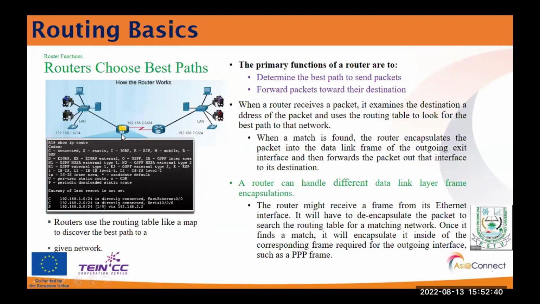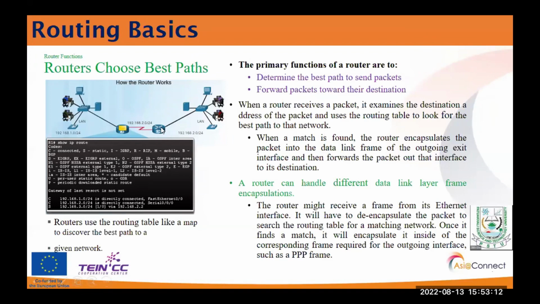After de-encapsulating the packet, R1 uses the destination IP address of the packet to search the routing table for a matching network address. So the router tries to find which network the destination is on. After a destination network address is found in the routing table, R1 then encapsulates the packet inside a PPP (Point-to-Point Protocol) frame and forwards the packet to R2.